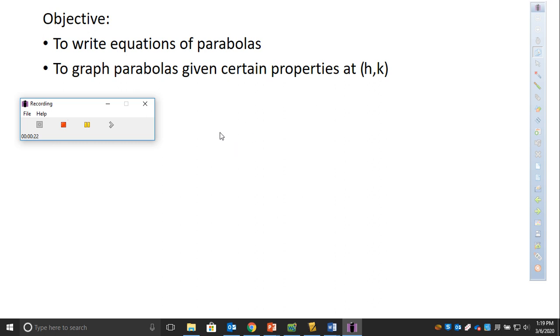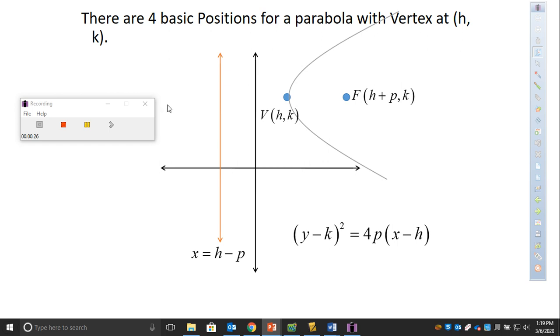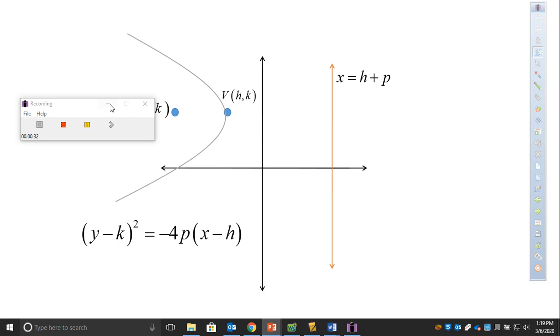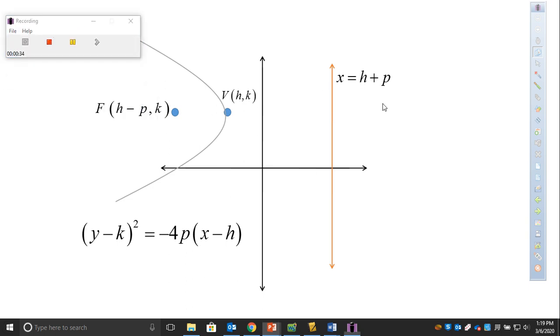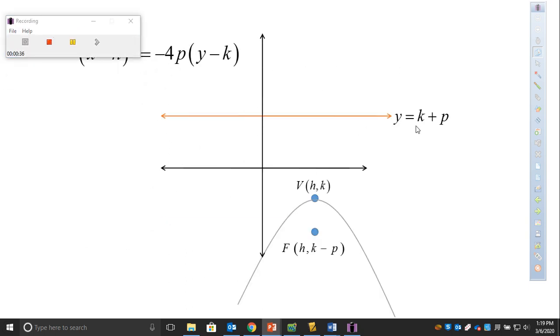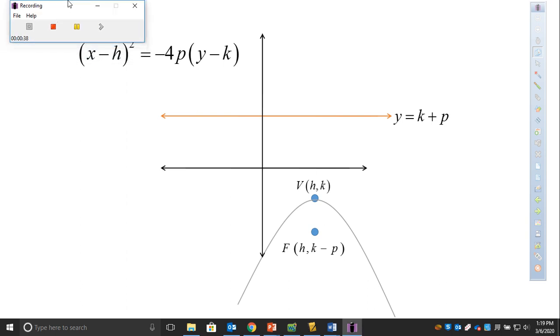The main one is that they're still parabolas. So they still have 4 directions, 4 positions. One opens right, one opens left, one opens up, and one opens down. Sorry, you can't see that. I've got to move my little box around.